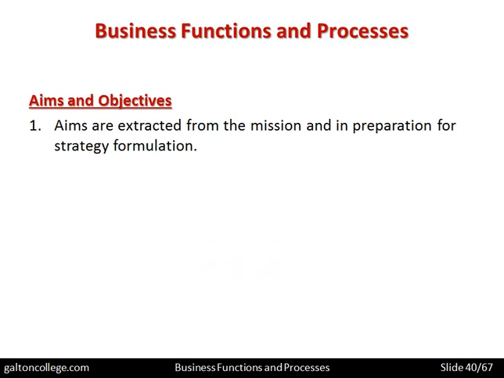Aims are extracted from the mission and in preparation for strategy formulation. So the aims come out of the mission. What does the company want to do in the next 5 to 10 years? Where does the company want to be in terms of its position in the market, the types of product it makes, its reputation? In terms of its growth, where does it want to be in terms of size? What markets does it want to be operating in? What is its reputation in the marketplace? So these are quite big statements and quite long-run statements. So the aims are derived from the mission statement.